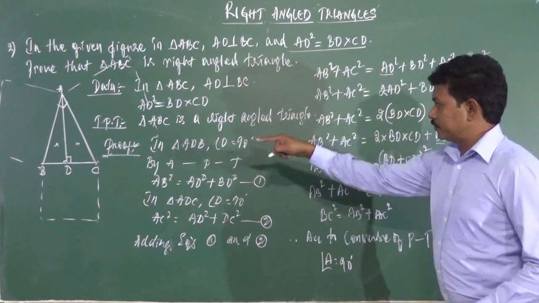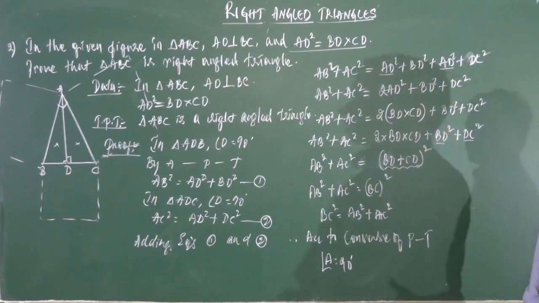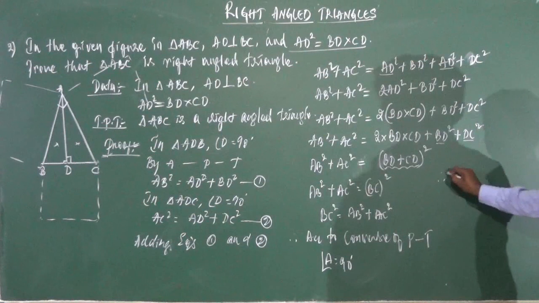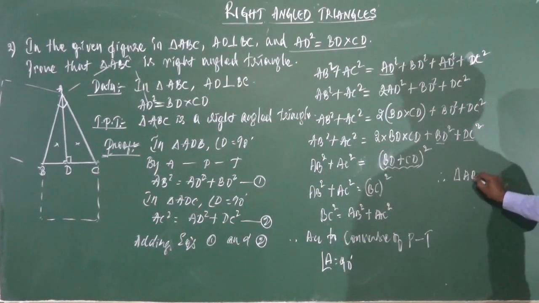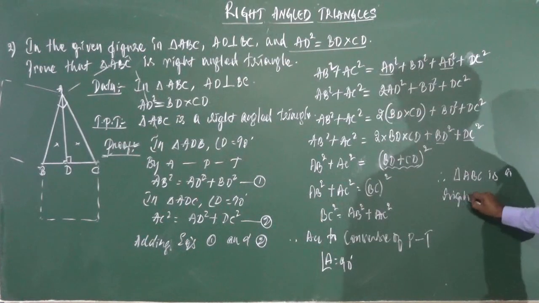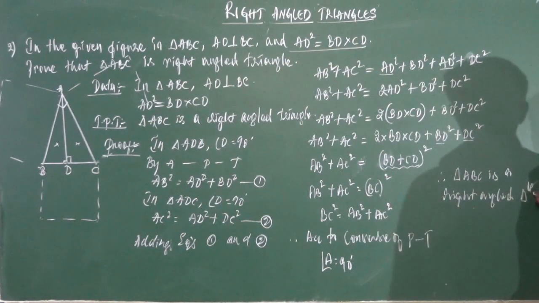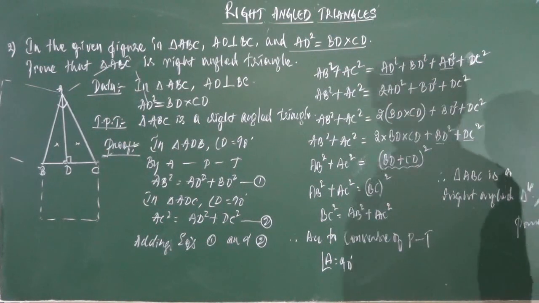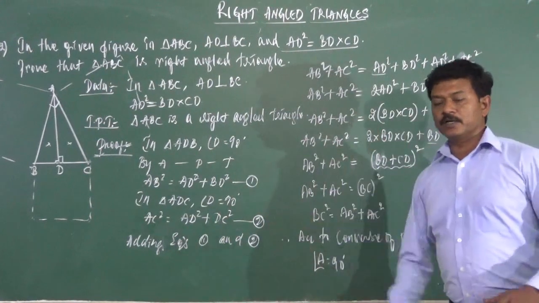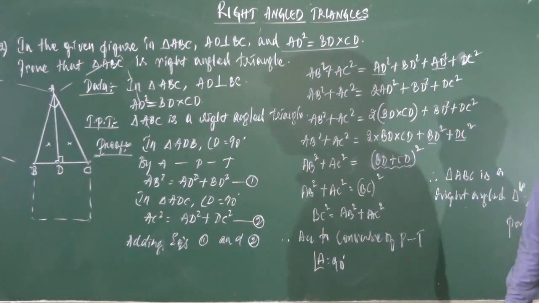So if one angle of a triangle is equal to 90 degrees, then the triangle becomes a right angled triangle. So therefore, triangle ABC is a right angled triangle. I hope you enjoyed the entire rider. It's very important. It's a rider based on converse of Pythagoras theorem. Very important for 2 marks.